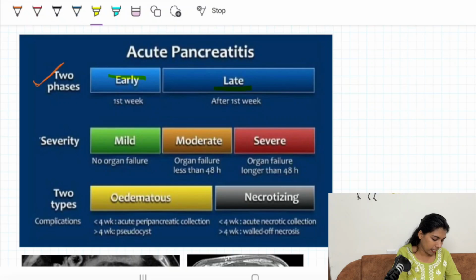Based on the severity, it divides into mild, moderate, and severe. Mild does not have any organ failure. Moderate presents to you with organ failure which is less than 48 hours. Severe will have organ failure for more than 48 hours.